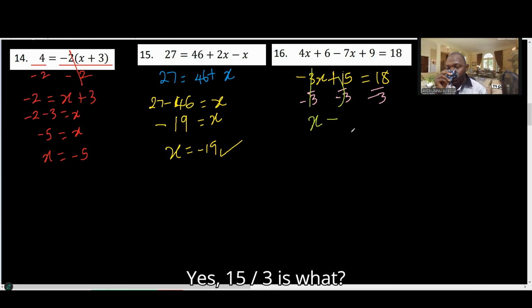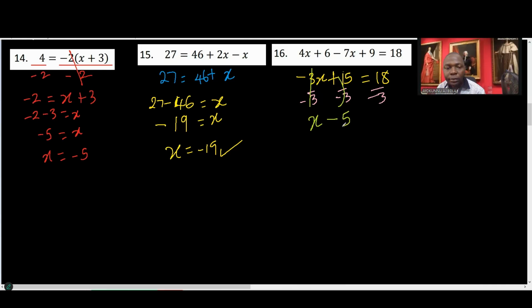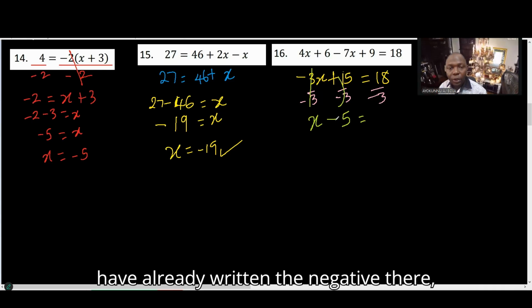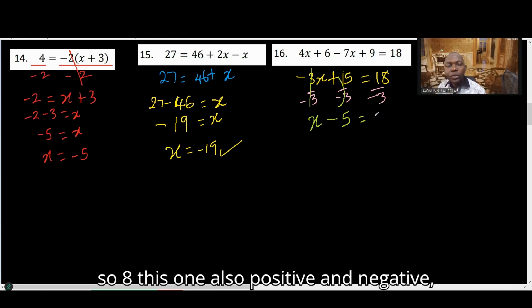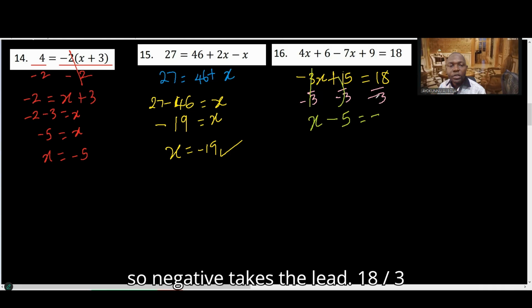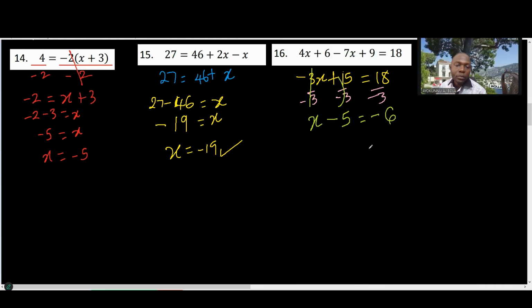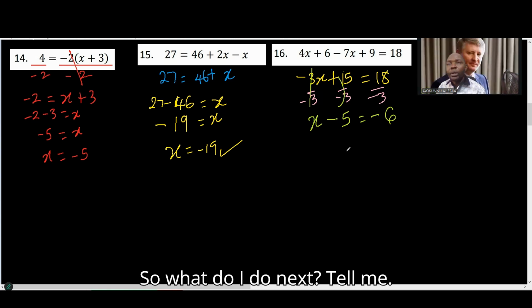15 over 3 is what? 5. It's 5 because I have already written the negative there. So 18, this one also positive and negative, so negative takes the lead. 18 over 3 is what? 6. So what do I do next? Tell me.